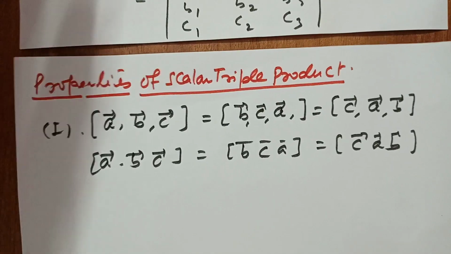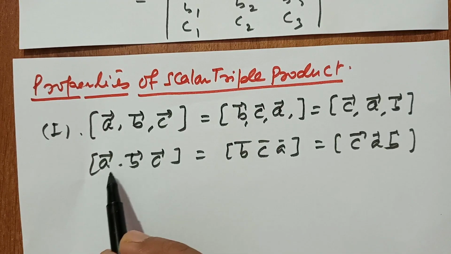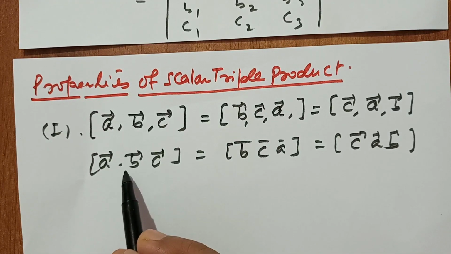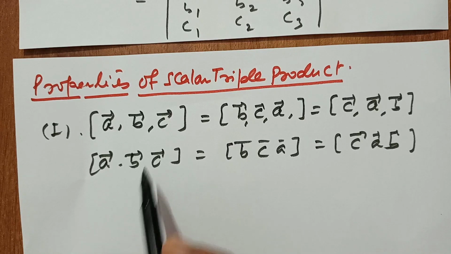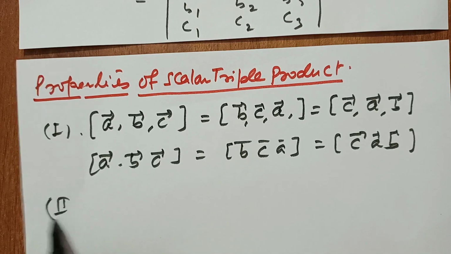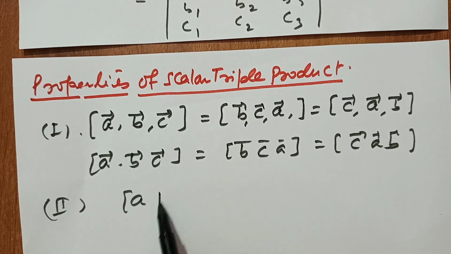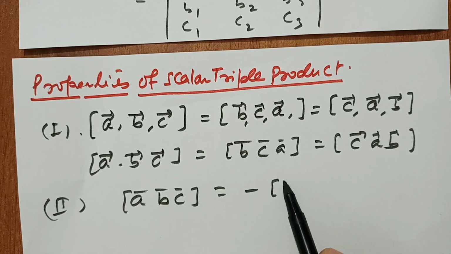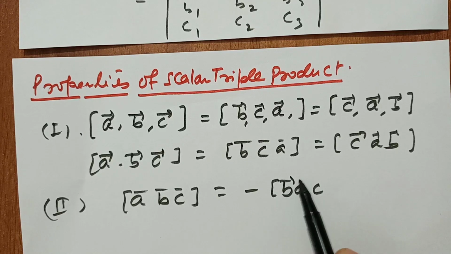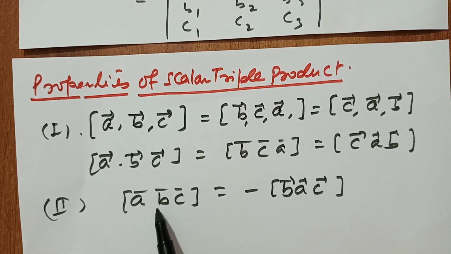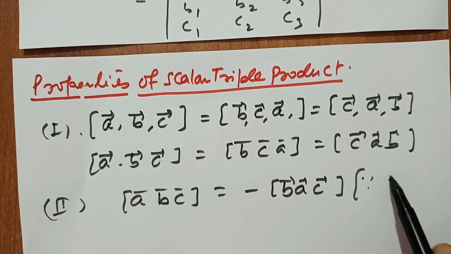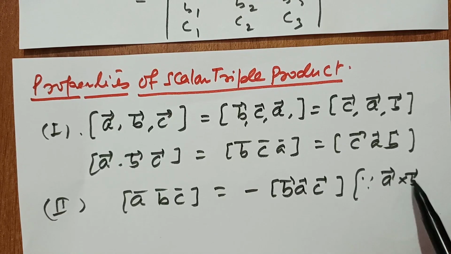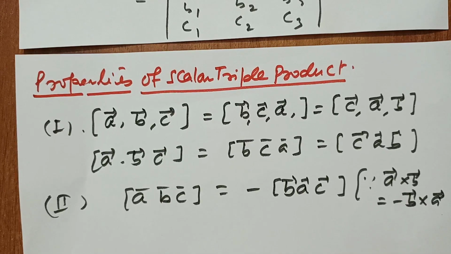The second property: if we interchange A and B, there will be a minus sign. It means [A B C] is equal to minus [B A C], because A cross B is equal to minus B cross A.